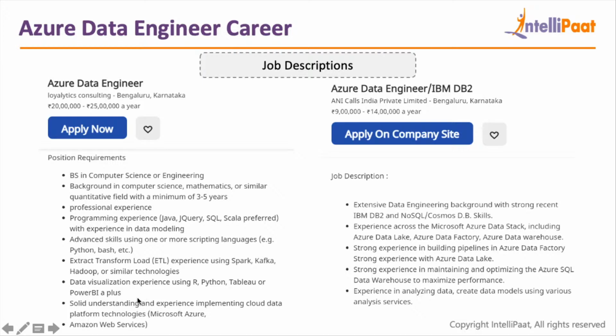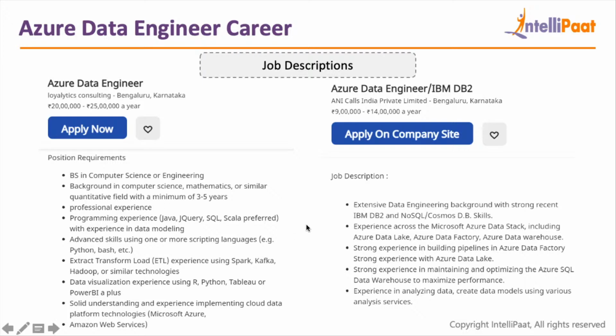So this again is an important skill to have, and this again coincides with what a data analyst does, right? Because he is also responsible for data visualization to some extent. Then you have solid understanding and experience implementing cloud data platforms, and here they have not only mentioned one, but two cloud technologies, which are AWS and Microsoft Azure, which are basically the major players in the market with respect to cloud.